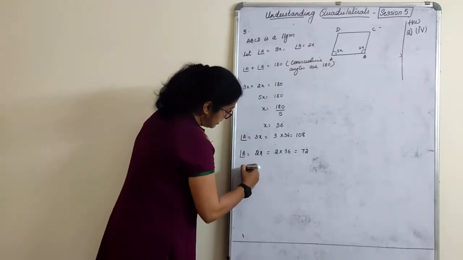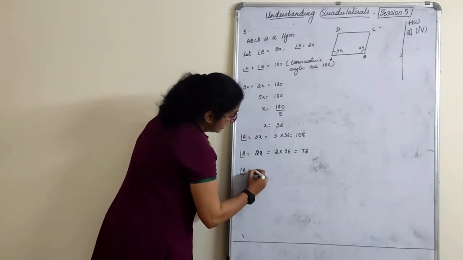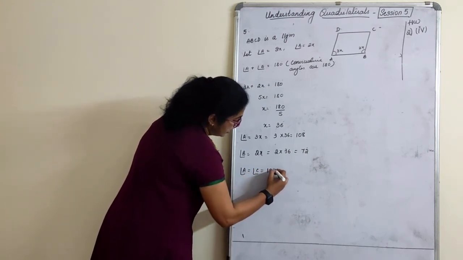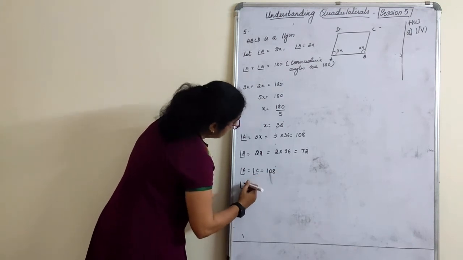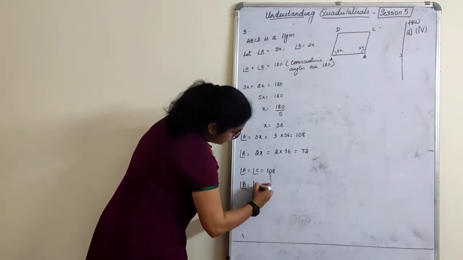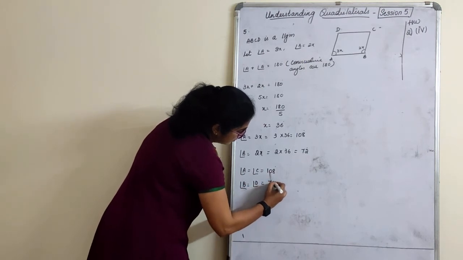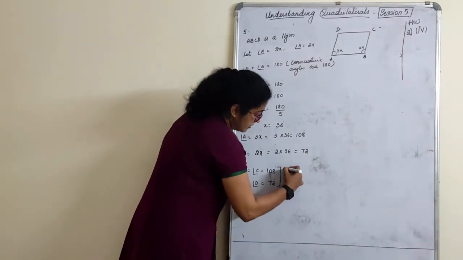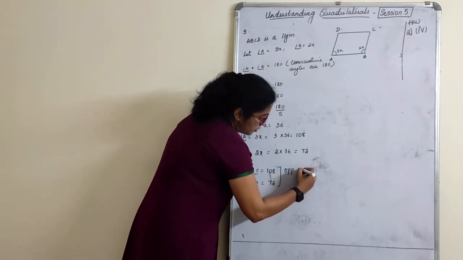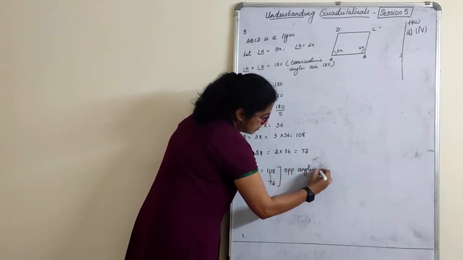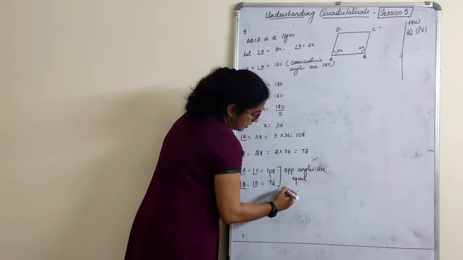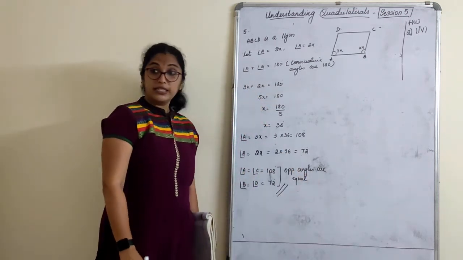Find the remaining angles. Angle A is equal to angle C, that is equal to 108 degrees. Then angle B is equal to angle D, that is equal to 72 degrees. Together you can write the reason as opposite angles are equal. Right? There we complete this.